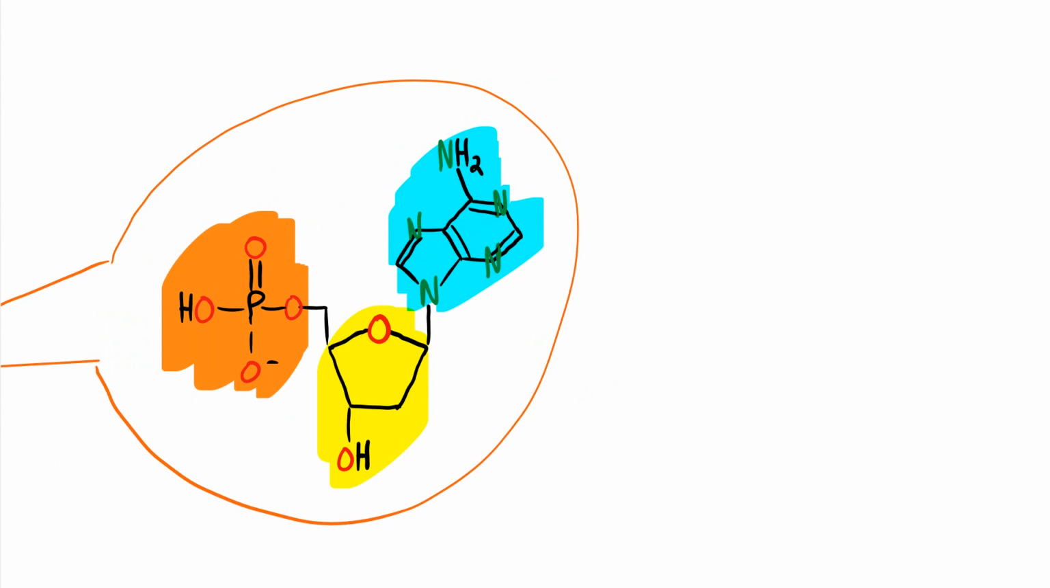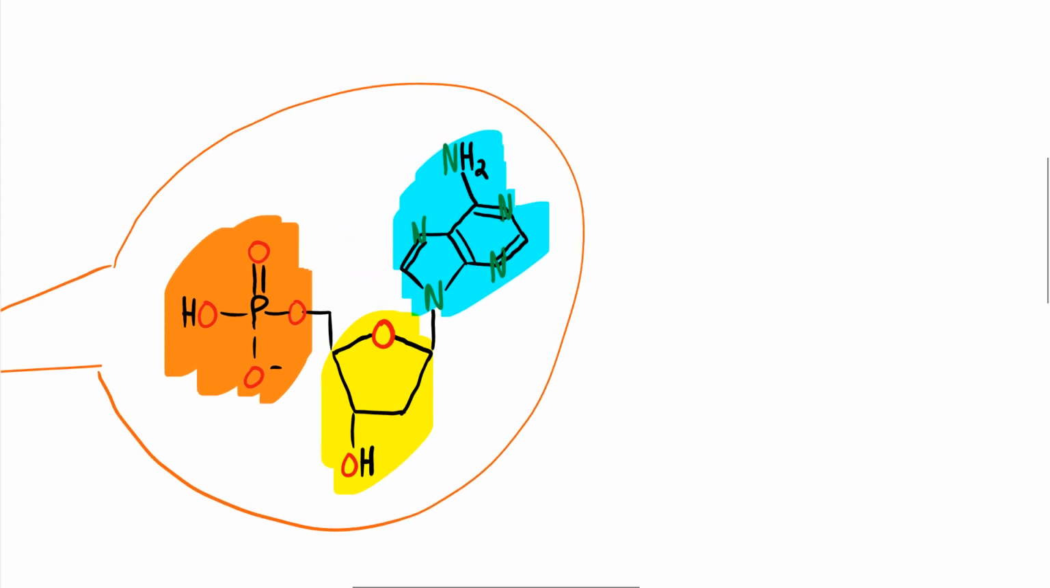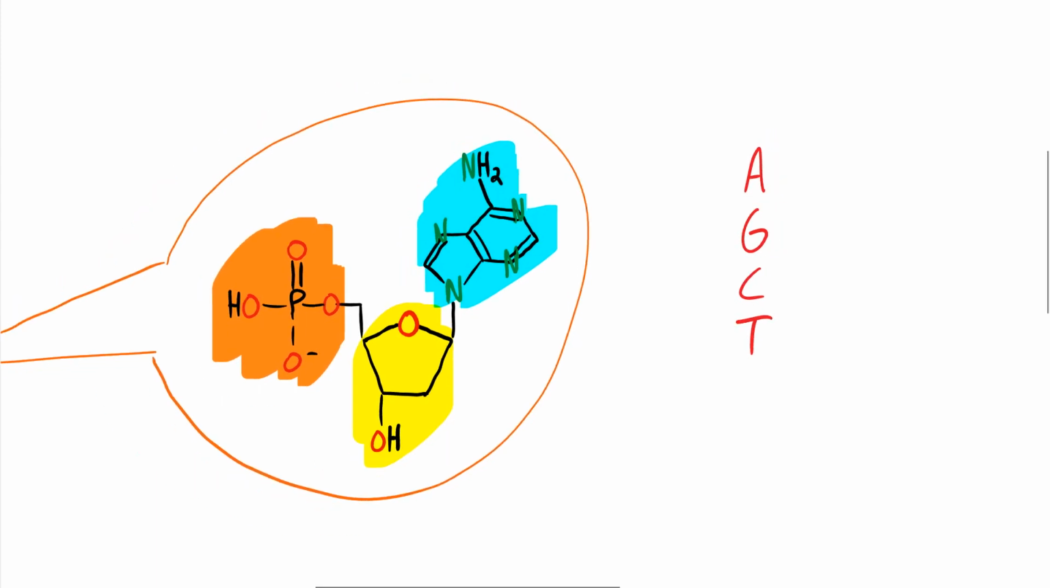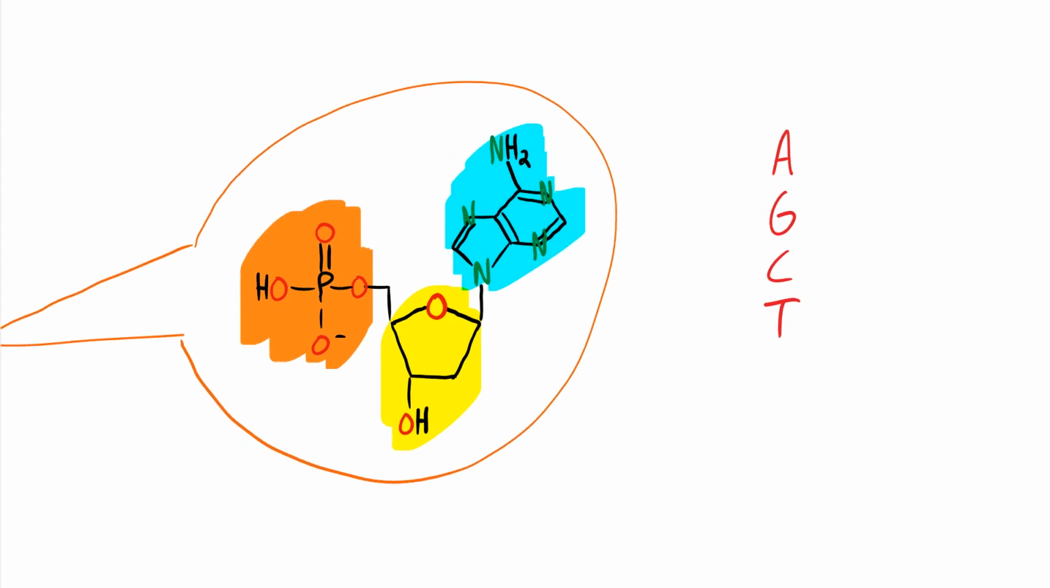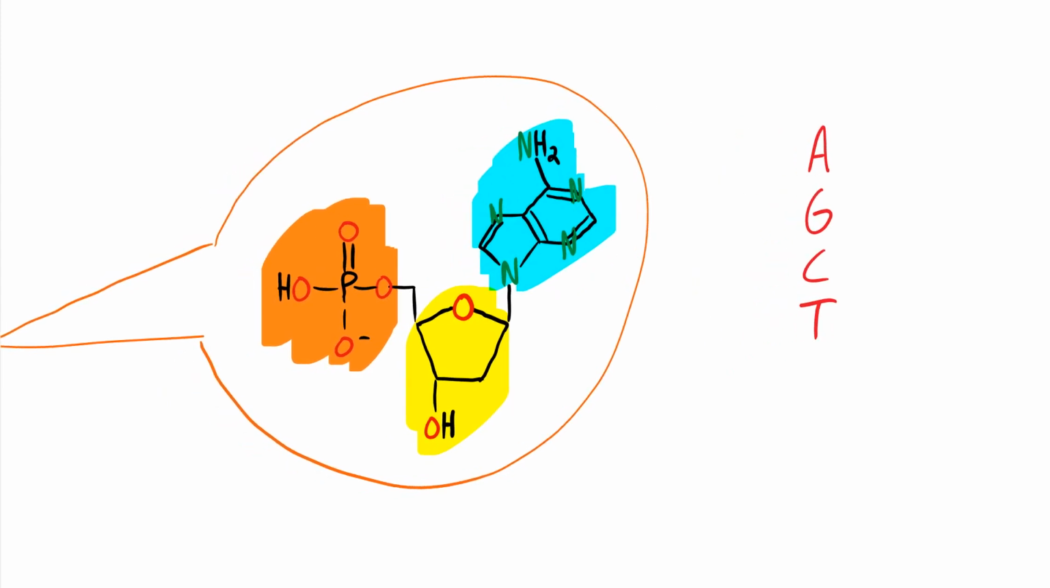There are 4 nucleotides that make up DNA, and they're named by the type of nitrogenous base that they contain. If you have adenine as a nitrogenous base, then we notate the nucleotide with the letter A. If you have guanine, we notate the nucleotide with the letter G. And if you have cytosine, C, and thymine, T. Again, the nucleotides are named after the nitrogenous base that they contain.